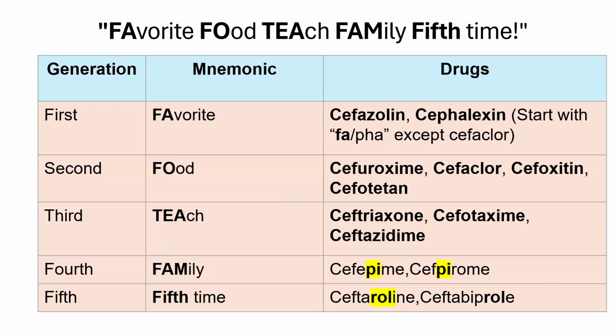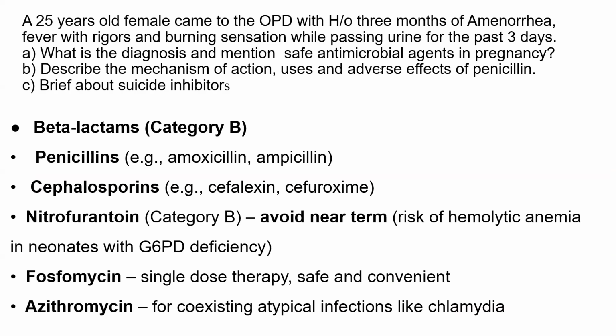So this is the mnemonic. And coming to the next question. So a patient presents with fever with rigor and burning sensation. Okay. So mainly this patient has fever, rigor and burning sensation while passing urine for the past 3 days. What is the diagnosis? And mention safe antimicrobial agents in pregnancy.